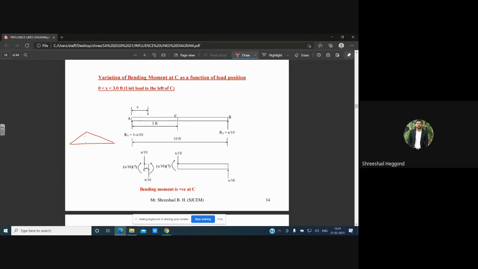If a simply supported structure is there and I want to draw the bending moment diagram, the values are unknown. This is RA and this is RB. The values are unknown. This was the C point. I need to calculate the bending moment. If a point load is acting, the bending moment diagram will be like this only. The triangle will be there. At this point, you need to find out the bending moment.